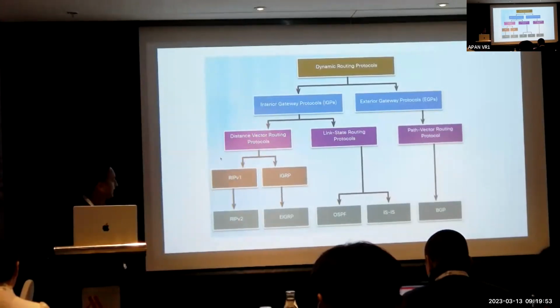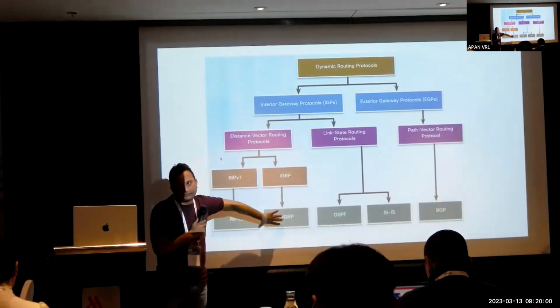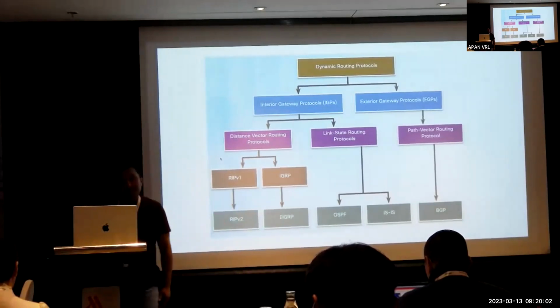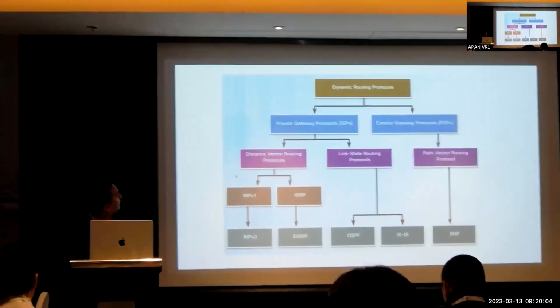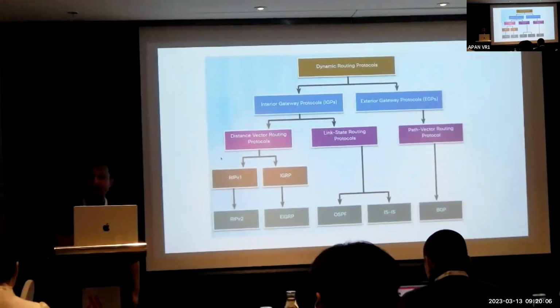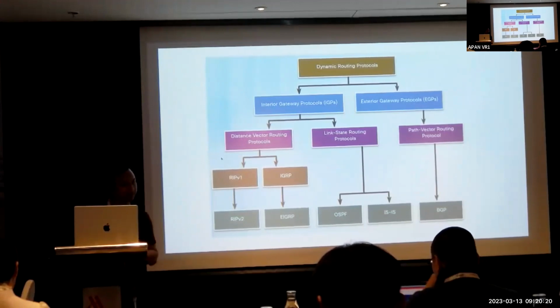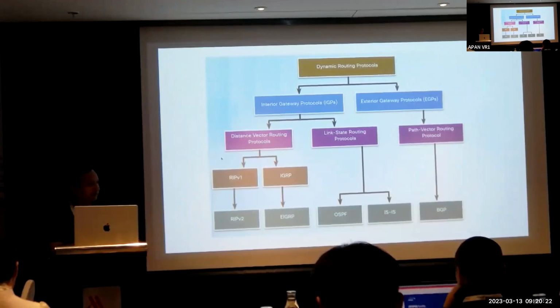OSPF and IS-IS basically do link state routing, and RIP and EIGRP do distance vector routing. Another thing is the exterior gateway protocol, which basically does routing outside of the network and uses the path vector protocol. So BGP works on the path. We'll talk more about what the path looks like and what a route entry in the BGP table would look like.